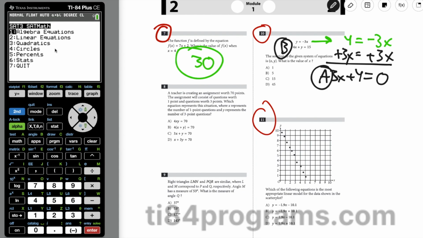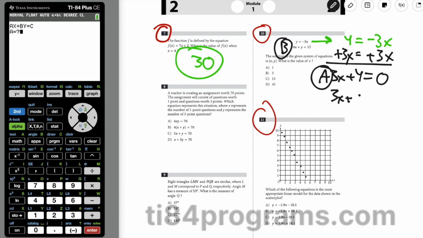Now, this is going to be algebra equations and then system of 2 equations. Actually, that was way common in the SAT pre-2024, so that's why it was the first option there. So for the A equation, ax plus by equals c, I'll write it a little bit nicer here, 3x plus y. If we don't have a coefficient for a variable, like in this case the y, we're going to assume it's a 1. So it's 3x plus 1y equals 0. So the A is 3, the B is 1, and the C is 0.